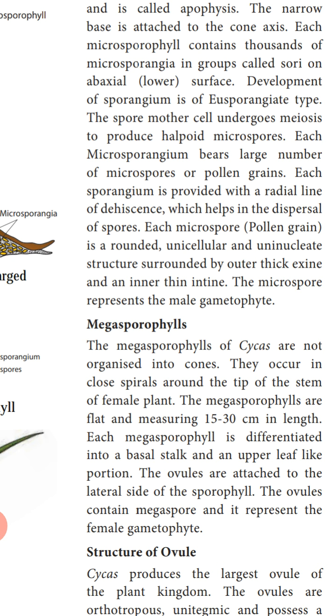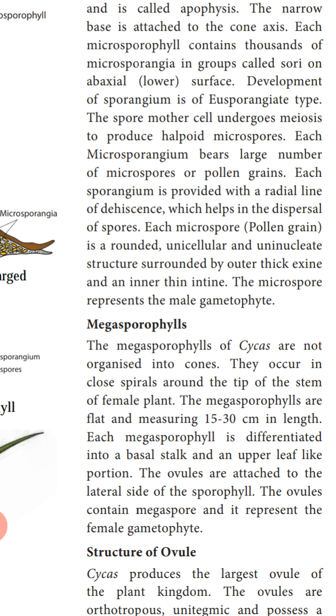Now these pollen grains are round in shape, they are unicellular and they have one nucleus surrounded by an outer thick exine and an inner thin intine. The microspore represents the male gametophyte. You have to remember this. This microspore or the pollen grain represents the male gametophyte.